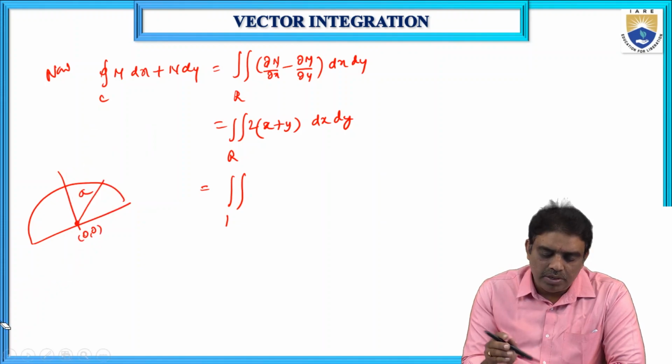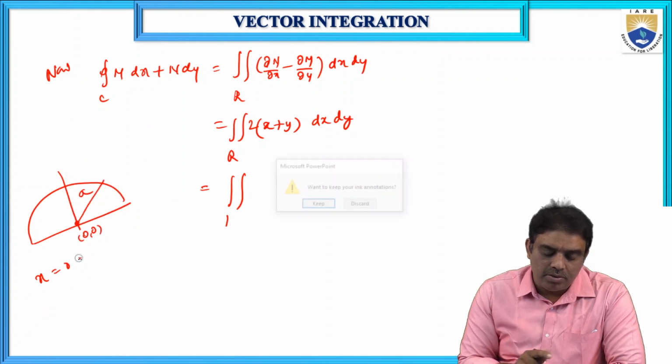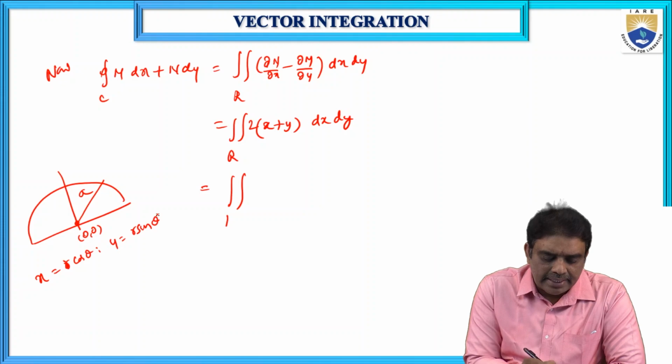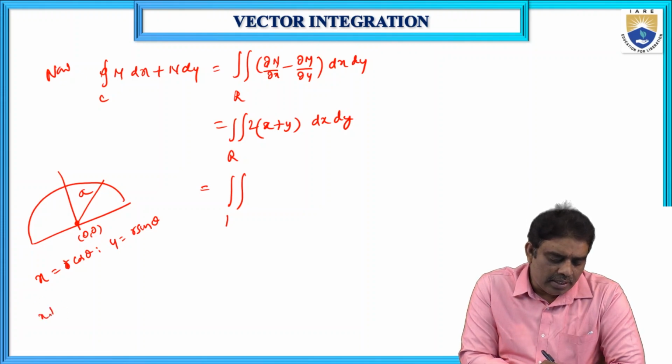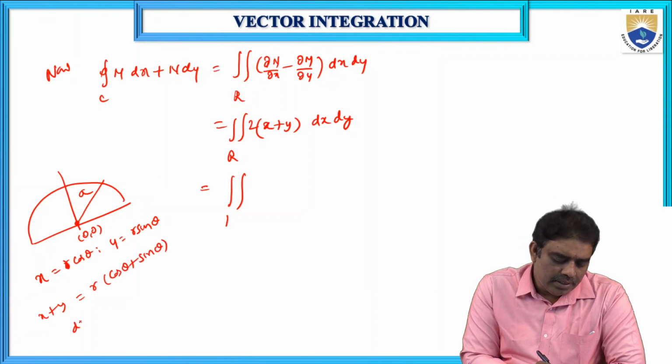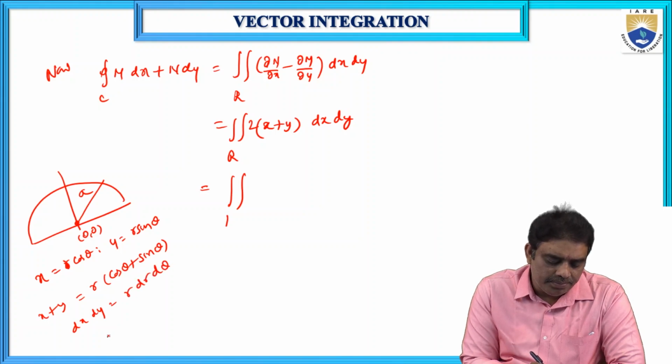If you convert the equations into polar coordinates, we have to take x equal to r cos theta and y equal to r sin theta. Then x plus y is r into (cos theta plus sin theta), and dx dy is equal to r dr d theta.